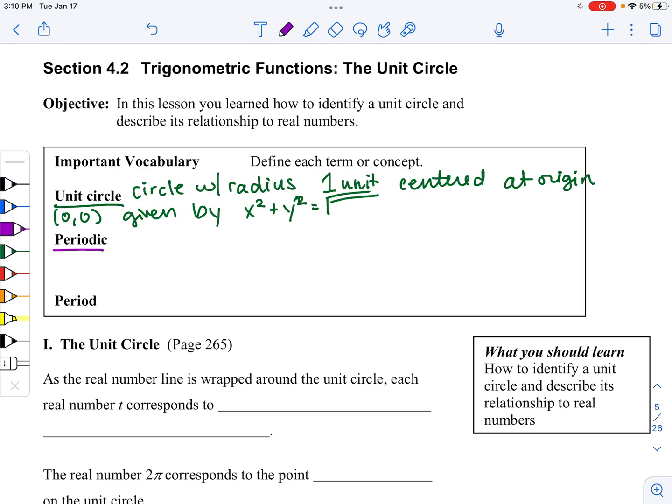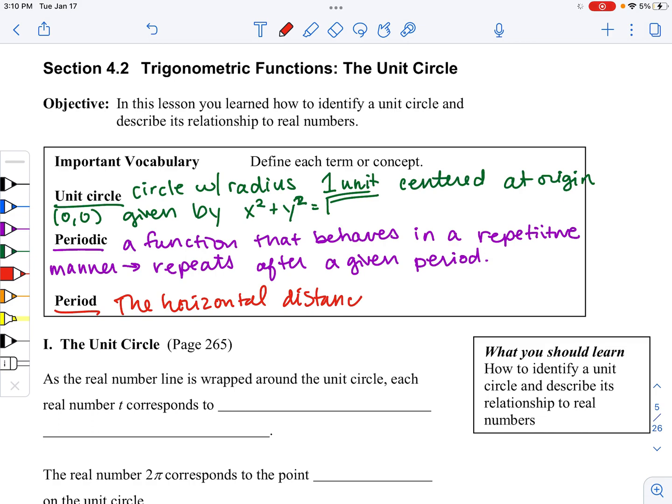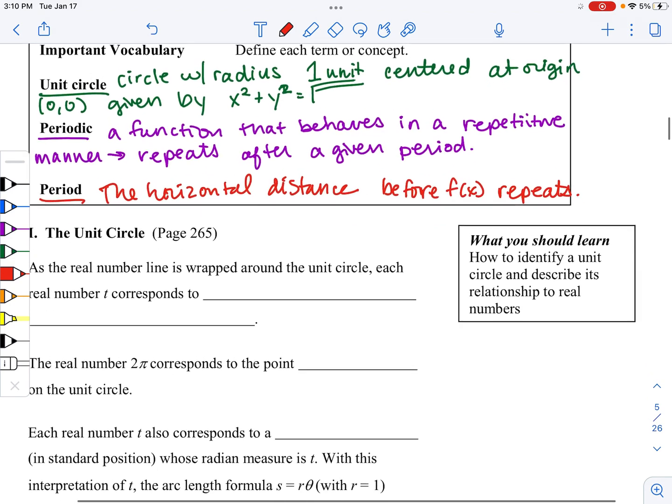For periodic, a periodic function is a function that behaves in a repetitive manner and repeats after a given period or a horizontal period. And the period is the horizontal distance before a function repeats. So basically how long it takes for the function to finally repeat.